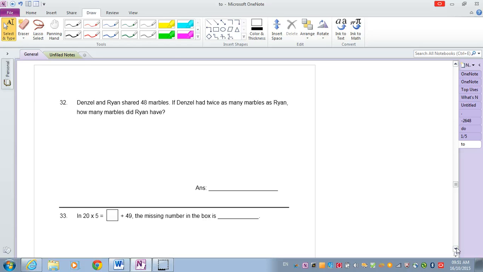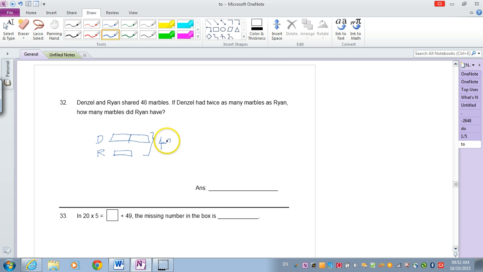Okay, Denzel and Ryan shared 48 marbles. If Denzel had twice as many marbles as Ryan, how many marbles did Ryan have? Now for such a question, please remember to draw your model. So if this is Denzel and this is Ryan, now Ryan would have 1 unit and Denzel would have twice that of Ryan, and altogether they would have 48 marbles.